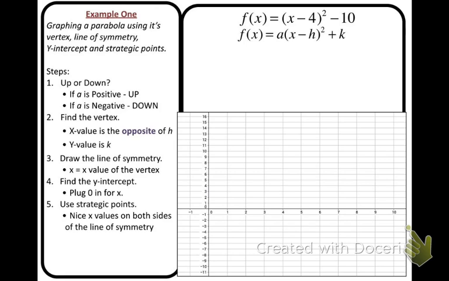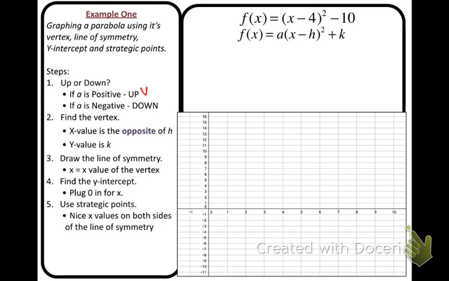So step 1 remains the same. Does the parabola open up or down? If a is positive, it opens upward. If a is negative, it opens downward. If we look at a, it's the number in front of the parenthesis. It's not there, so you assume it's a positive 1. Since it's positive, we know our parabola is going to be opening upward. So we have a U shape here.